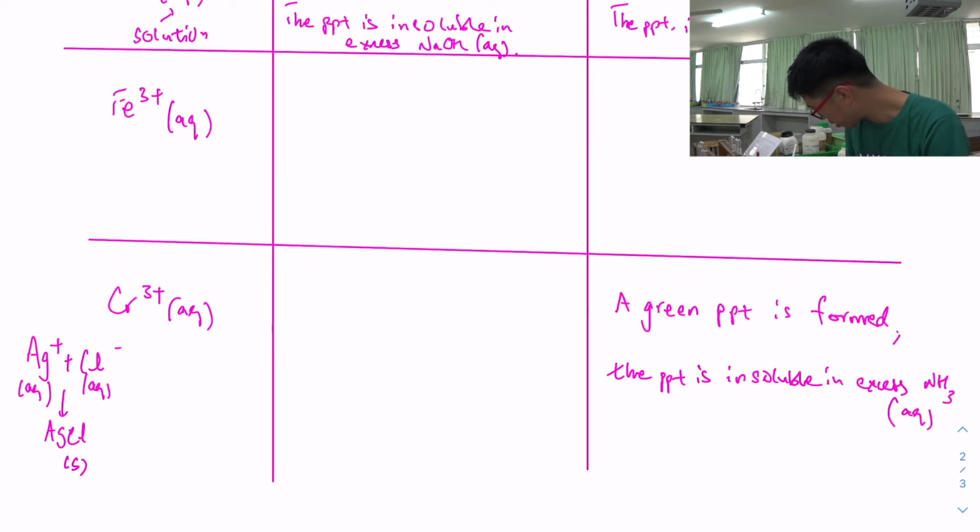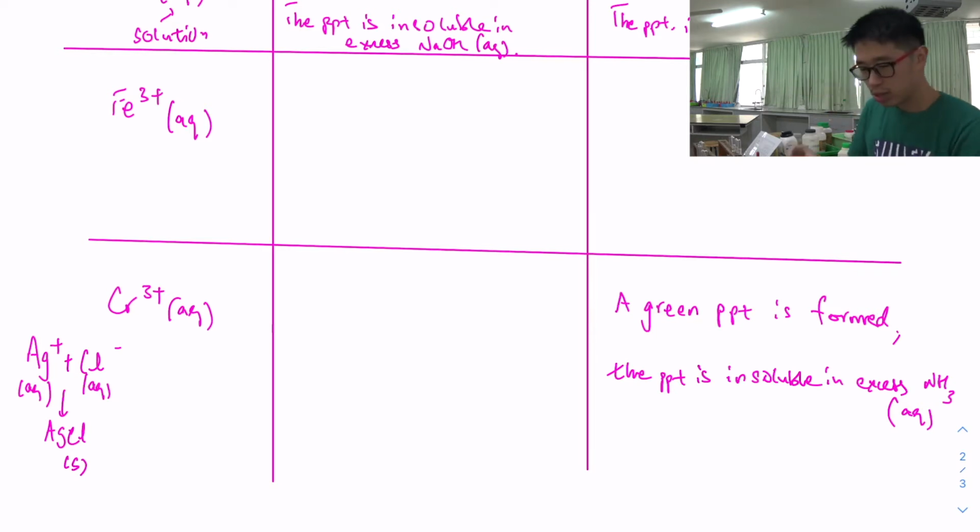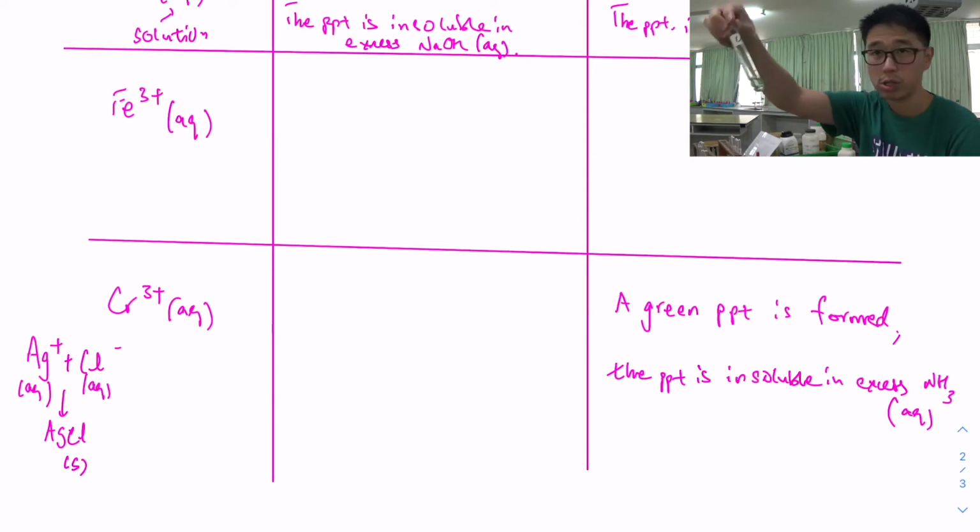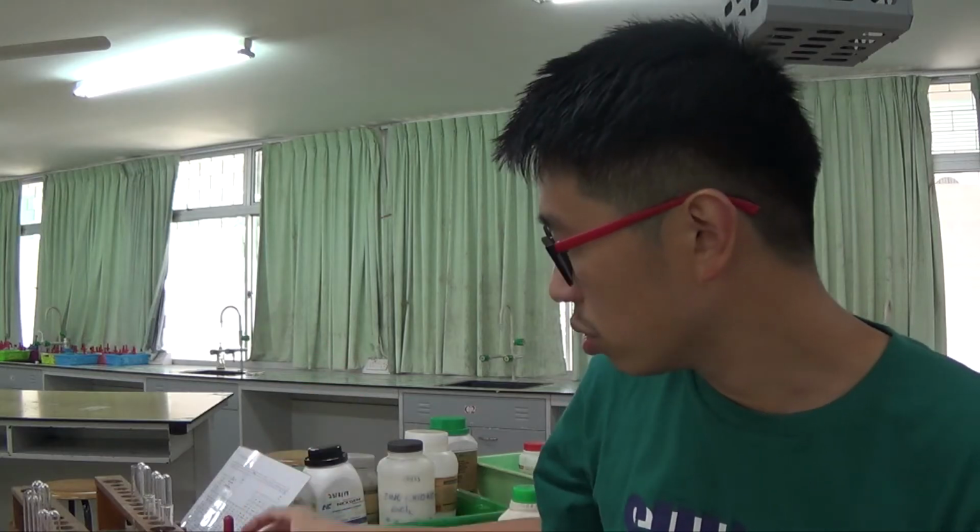in excess NH3 aqueous. So what will happen then if I add it to the other portion? This is the chromium 3+ aqueous. I'm going to add sodium hydroxide now. Sodium hydroxide.